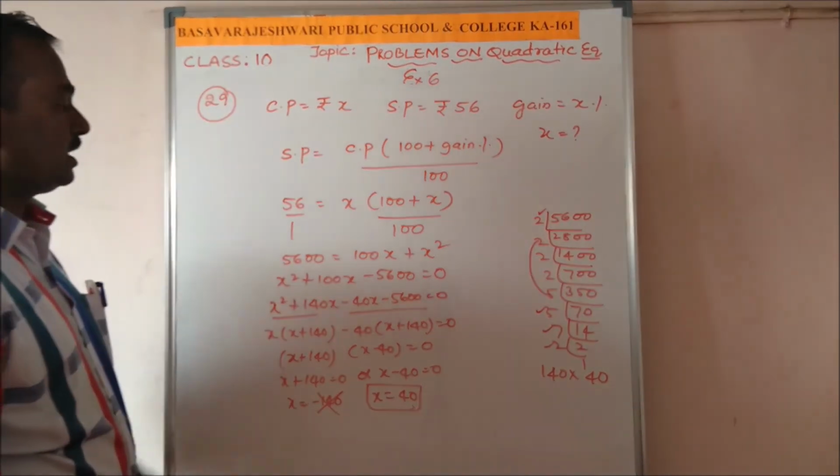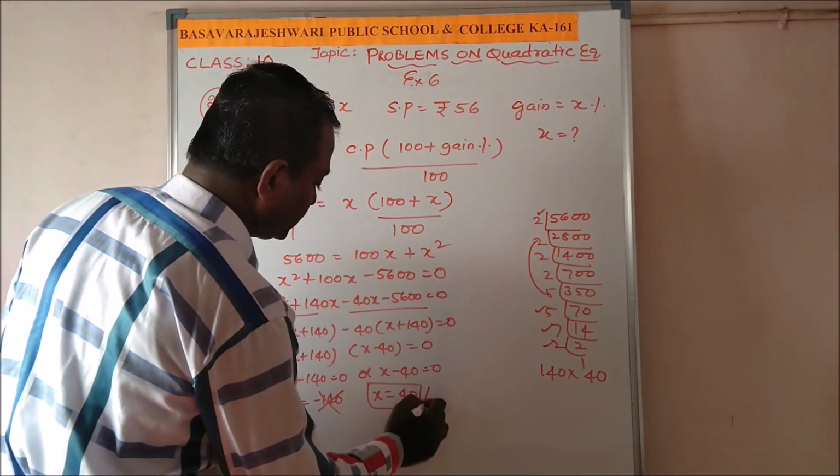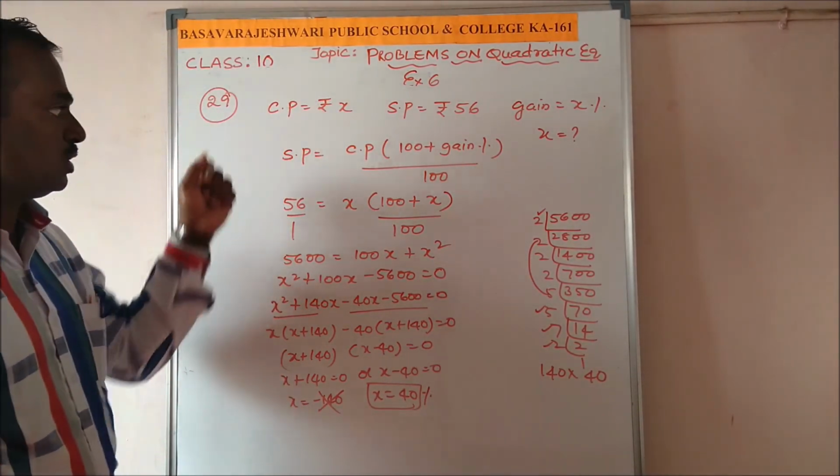So what did we get now? The x value is 40%. We can say it is 40%. So note down this sum.